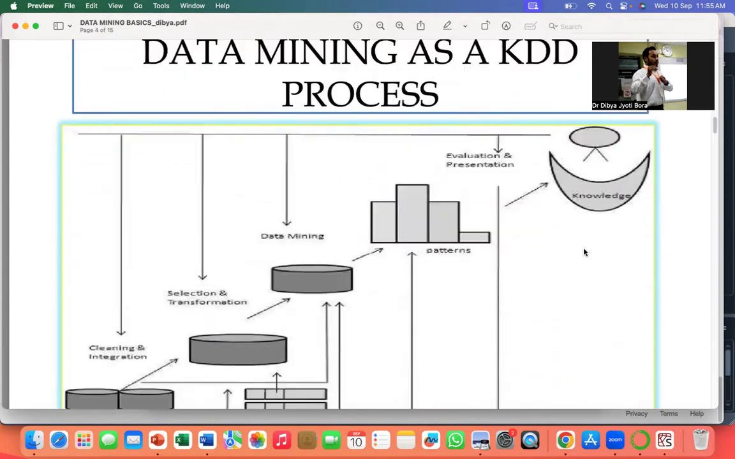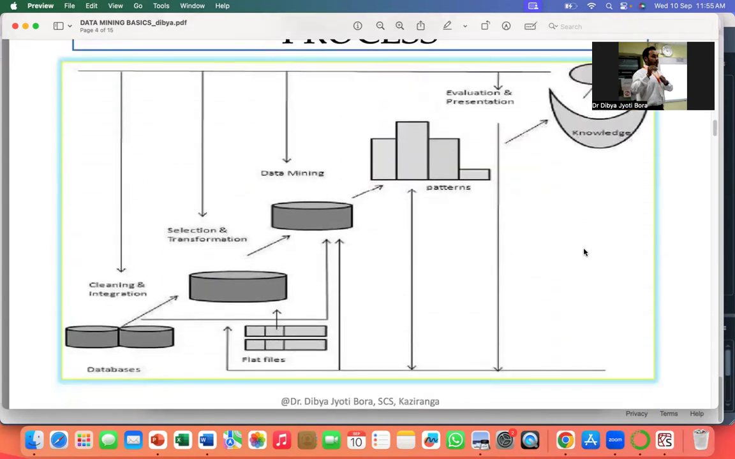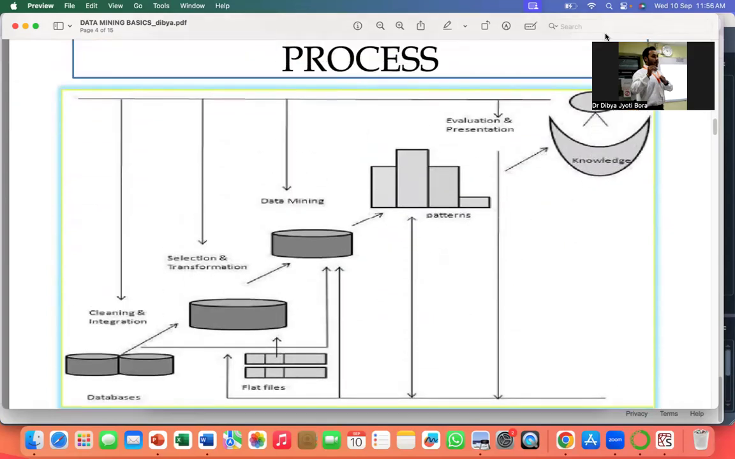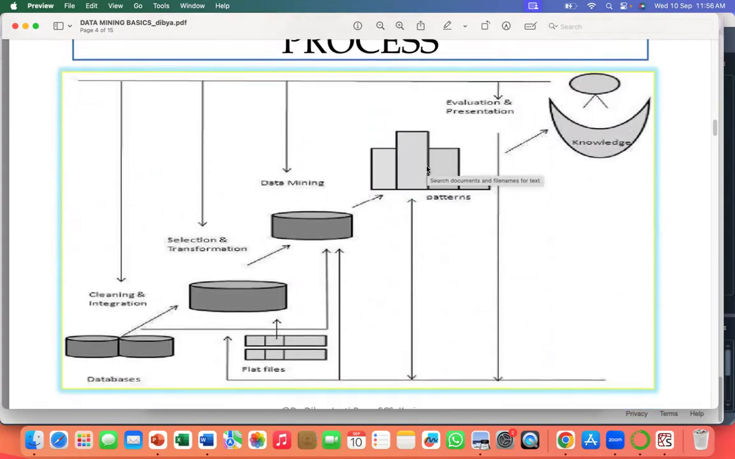So if we try to represent data mining as a KDD process with the help of a diagram, then it somewhat looks like this. This diagram is important. See, this is the database, right? Similarly, flat files. So from different sources, we collect the data, then we clean it and integrate it.